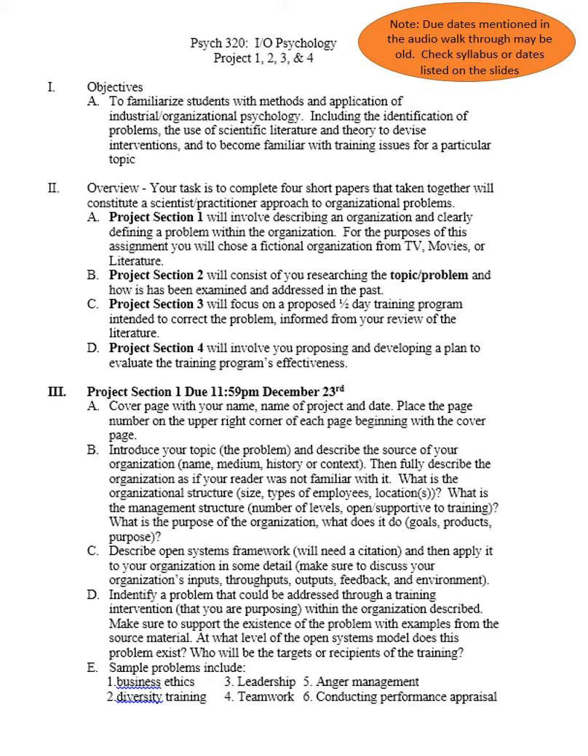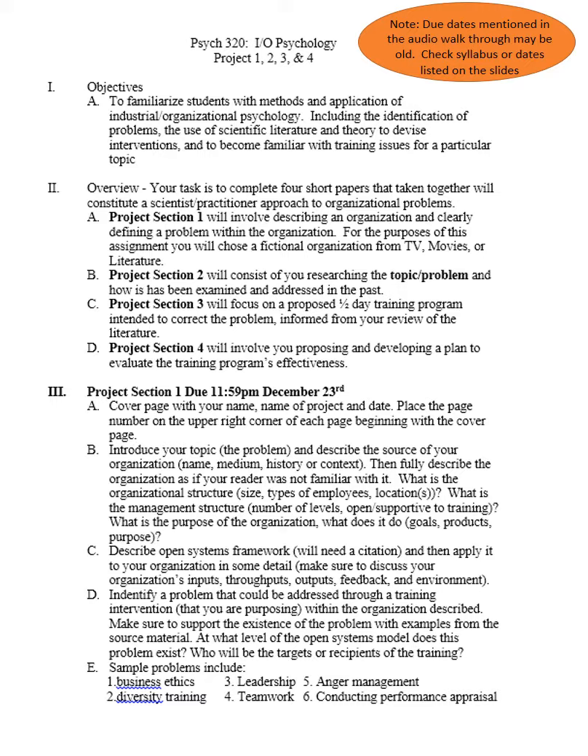So the task is to complete 4 short papers. Taken together, they'll constitute a kind of scientist-practitioner approach to an organizational problem. So we've been talking in the lectures, if you've already been listening, but we will if you haven't, about the fact that IO psychology is about the application of the science of psychology to the practice of human resources and organizational decision making. So the first part of this project, section 1, will involve describing an organization and clearly defining a problem within that organization.